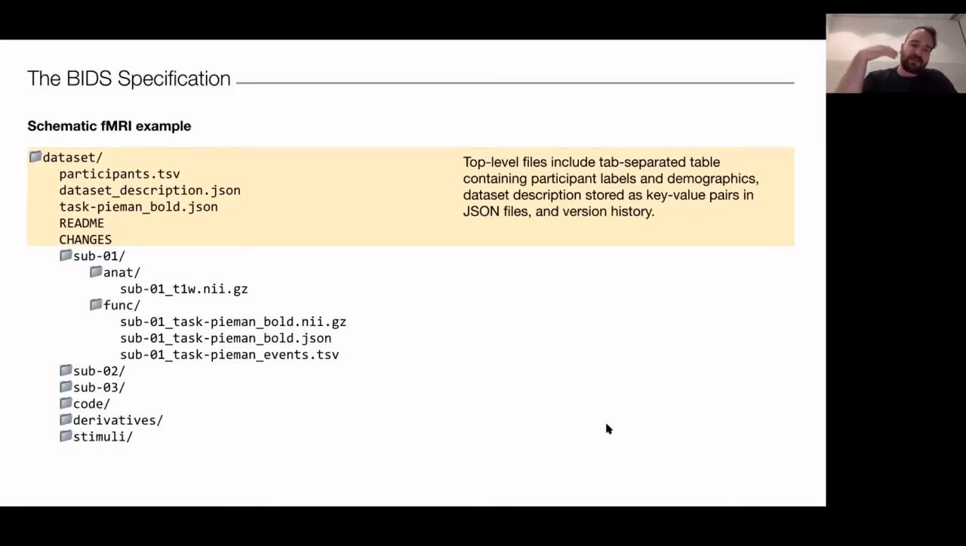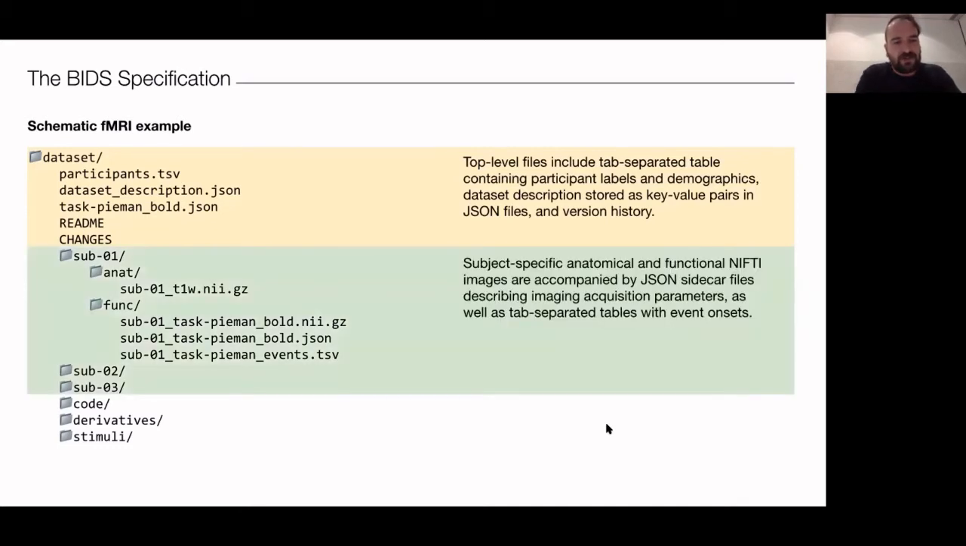Then some other files like a README that gives you a verbal explanation of what's going on with this data set, and a change log so that you can keep up with what version of the data set you're currently working on and how it has evolved over time. Next, you'll see I have these subject directories here, sub-01, sub-02, sub-03. This is where the raw neuroimaging data is going to live. In the fMRI case, this is going to be your NIfTI images, the subject-specific anatomical and functional NIfTI images.